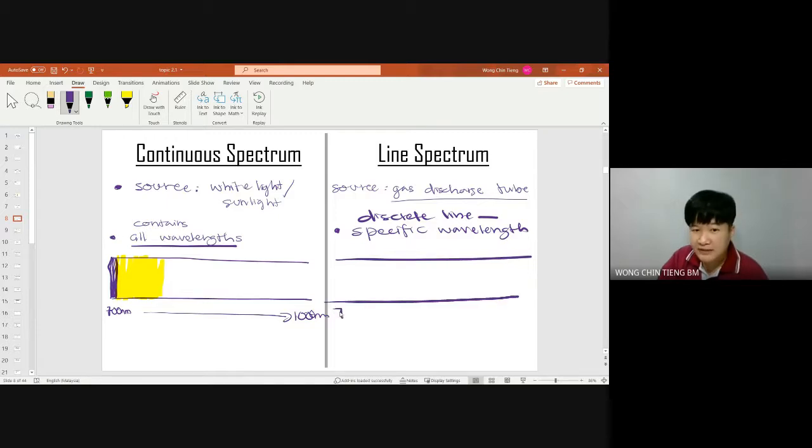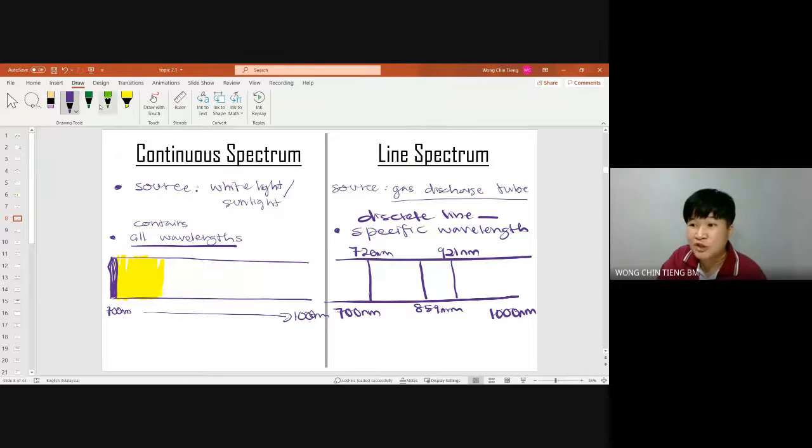Teacher sama, saya ada dari 700 nanometer sehingga 1000 nanometer. Tapi saya takkan ada semua penuh macam continuous wavelength. I might have only at 720 nanometer. And then kosong. Lepas tu saya jumpa pula 859 nanometer. Lepas tu kosong. Lepas tu saya jumpa pula mungkin pada 921 nanometer. Okay? So that is what we mean by discrete line.